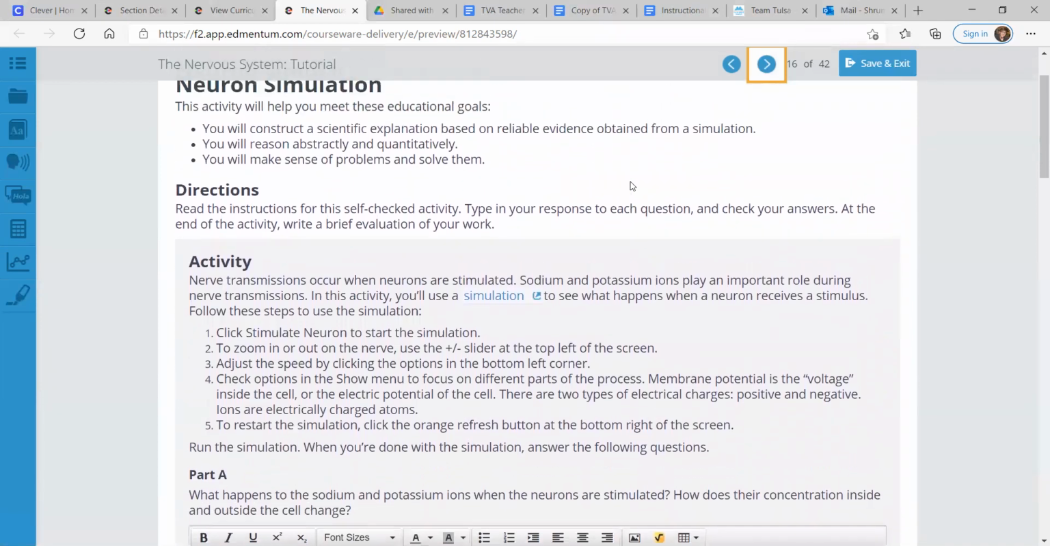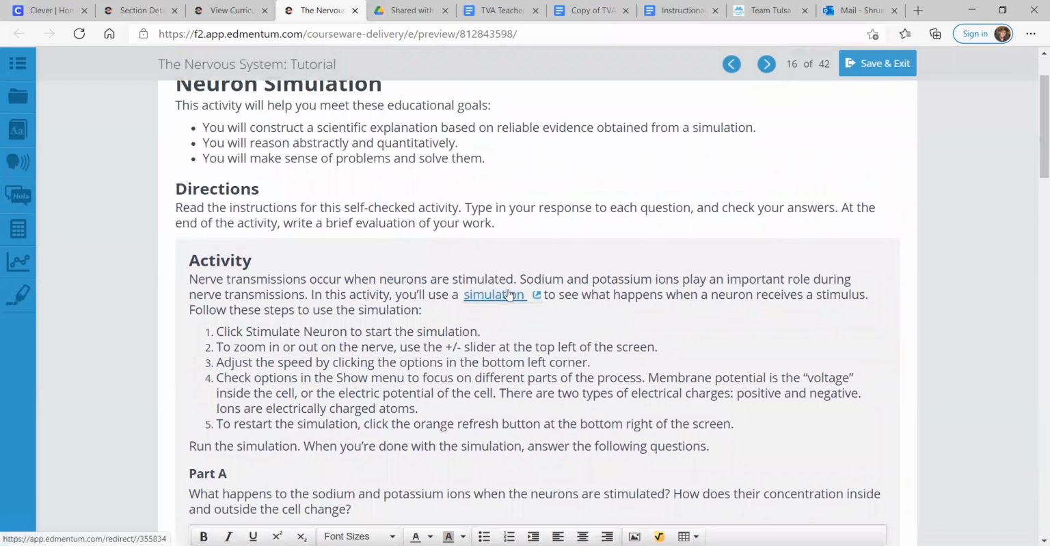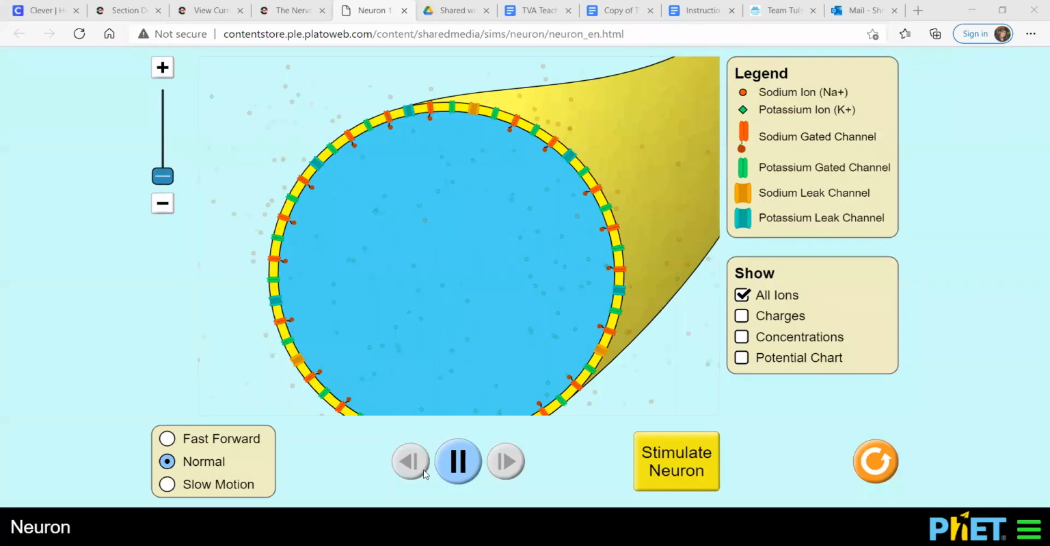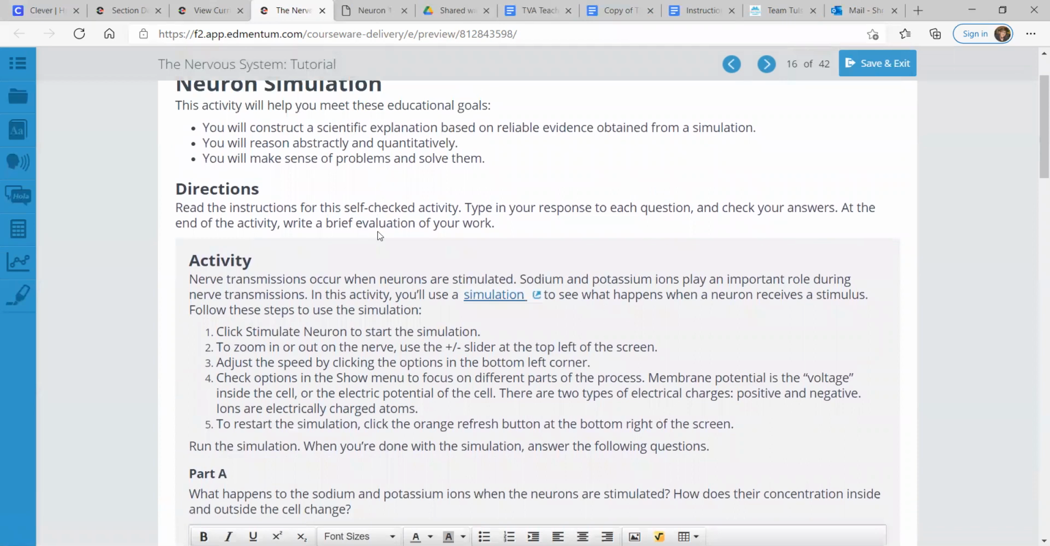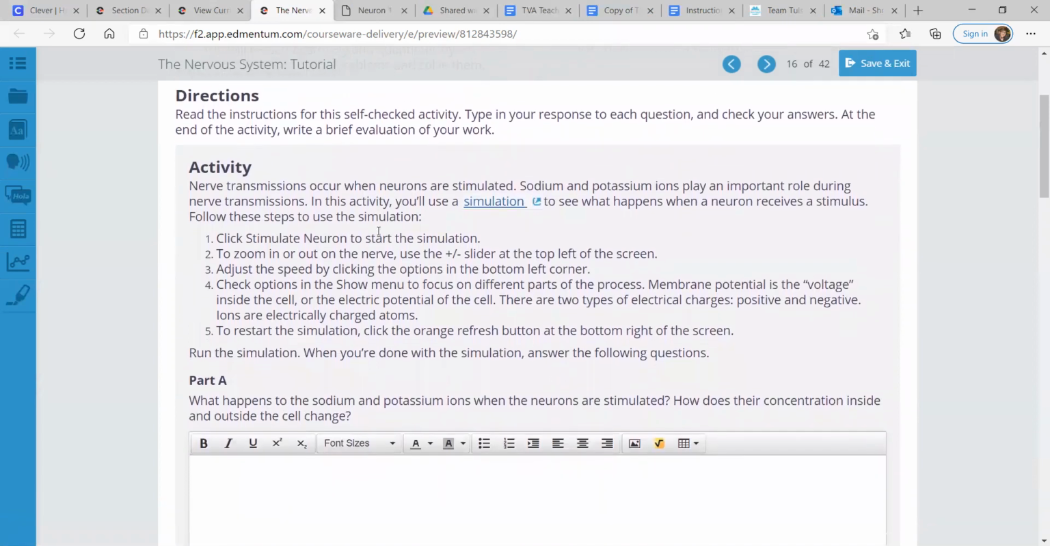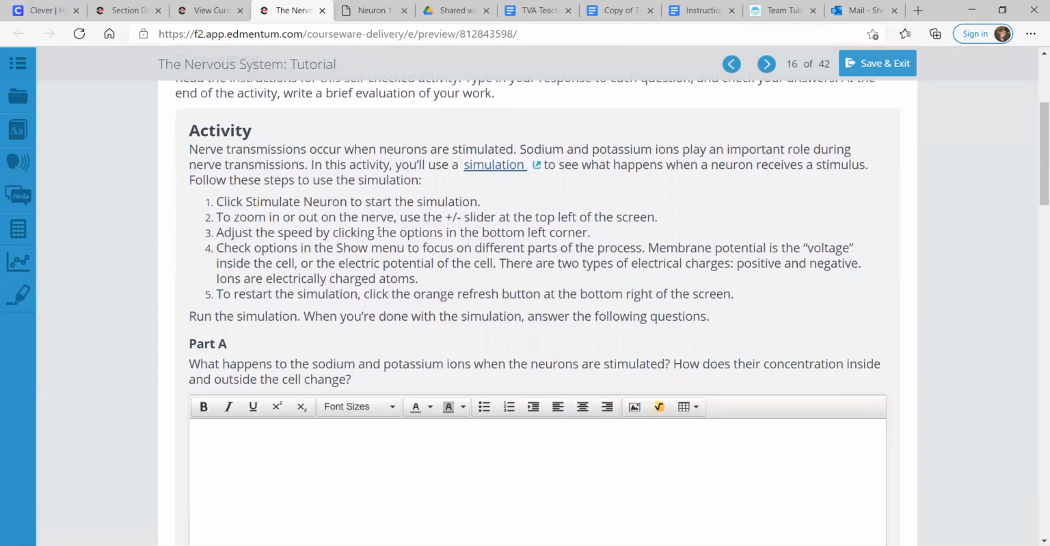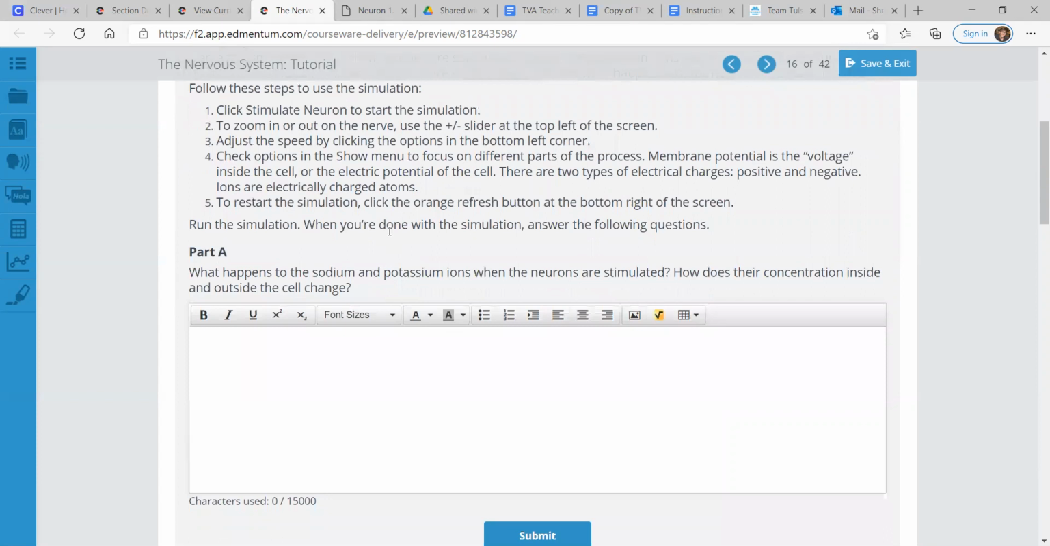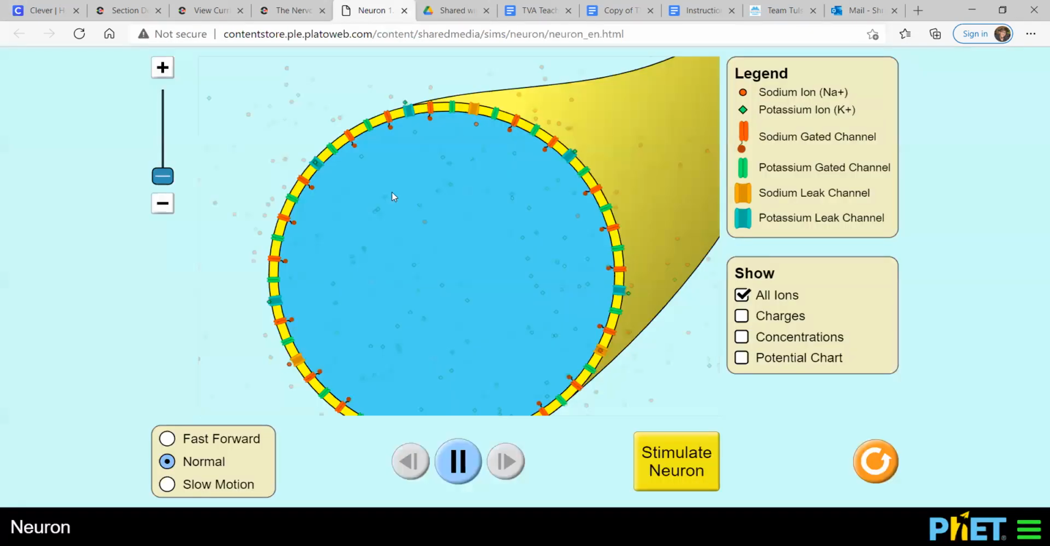So now we have a simulation from PhET. And we hide this meeting control. So you're given directions. Click stimulate neuron to start the simulation. To zoom in and out of those, use the plus or minus slider. Adjust the speed. So we'll go ahead and stimulate this neuron, and we'll see what the sodium ions, the potassium ions do.